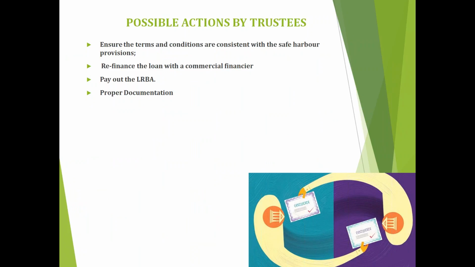Now, coming to what trustees can do under the new rules, there are essentially three methods which trustees can use to comply with the new rules. Firstly, ensure the terms and conditions are consistent with the safe harbor provisions. Here, the SMSF could alter the terms of the borrowing arrangement. There are some practical issues which we will cover a bit later through examples in the webinar.